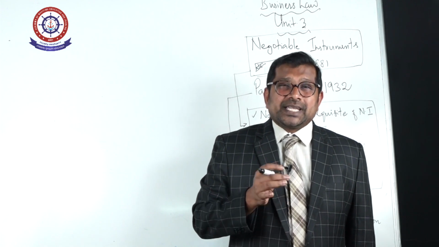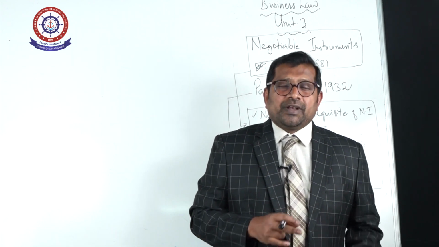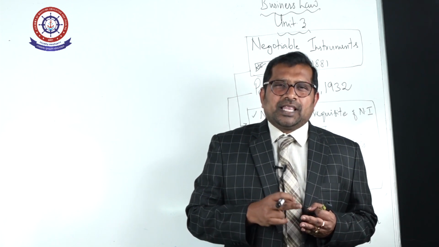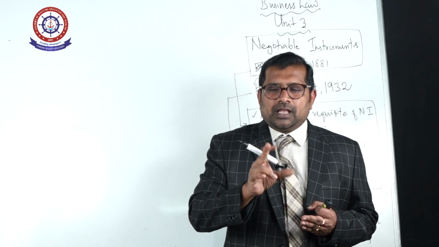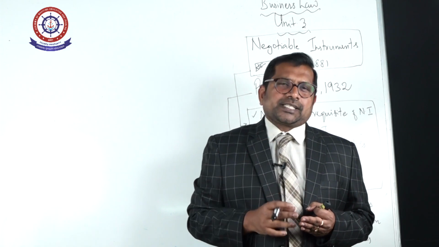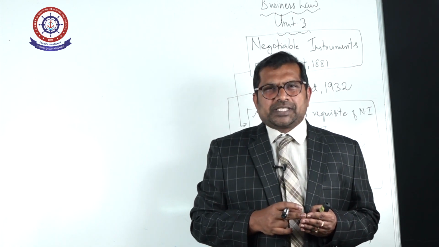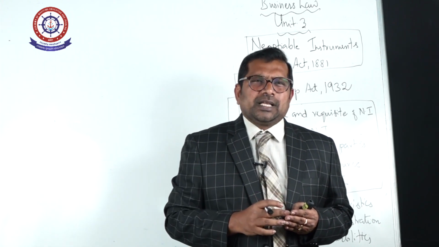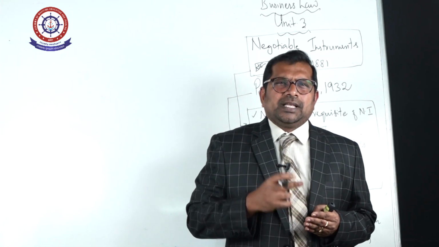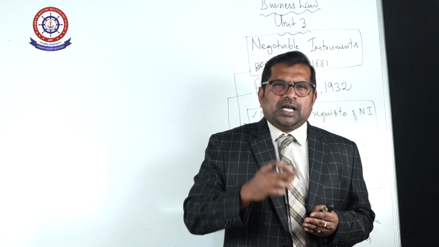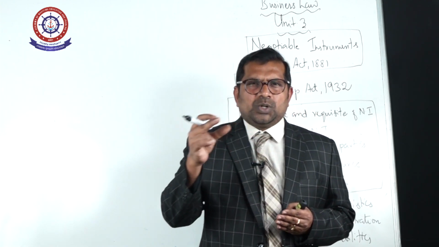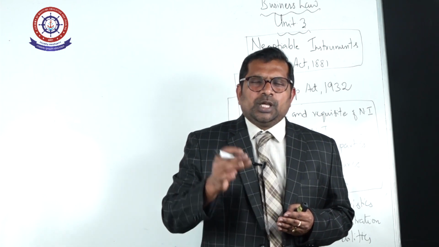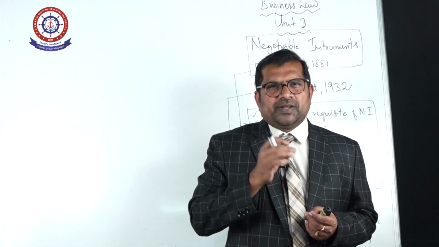Now in Indian Partnership Act 1932, we have discussed the definition, then characteristics, then the various types of partners, and the next point is advantages, rights of partner, then duties of partner, liabilities of partner, how the partners are liable to the third parties, and at last we have discussed the modes of dissolution of partnership.